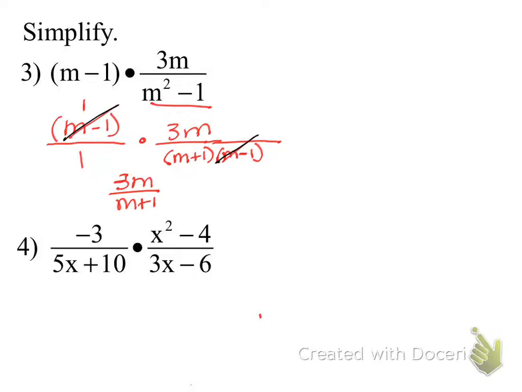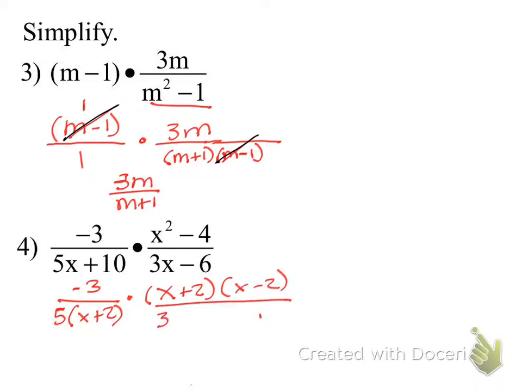All right, the next one. How do I factor it? How about Aishu? Five times what? X plus 2. And it becomes? Good. Over. Good. And so what can we cross cancel? X plus 2, x plus 2. What else?